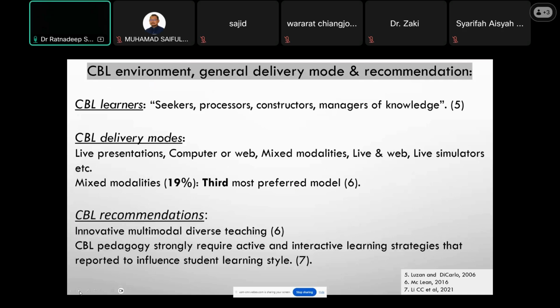Now, as far as the recommendation is considered, since the aim of CBL is to achieve critical thinking and clinical reasoning and all those deep learning outcomes, innovative multimodal teaching methods have been proposed. And if you see here, the scientist Lee has also stated that CBL pedagogy strongly flavored with active and interactive learning strategies is highly required. It has also been reported that they can influence the student learning style.